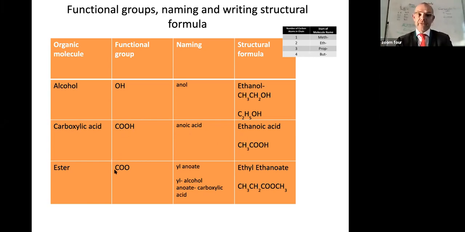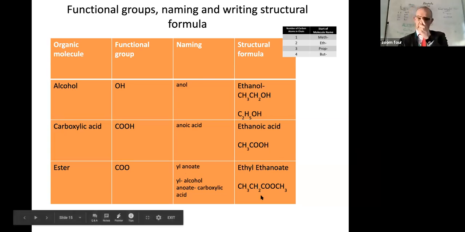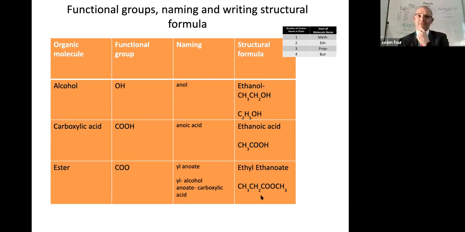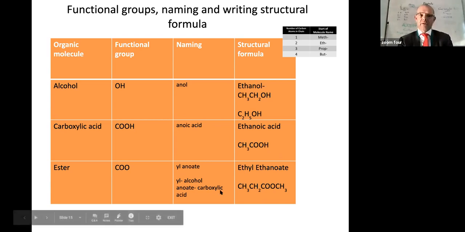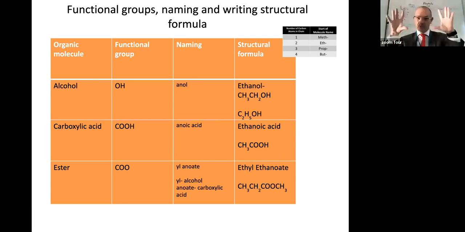Now, an ester has got a C double bond O in the middle of it somewhere, and it's ylanoate. So whatever the alcohol was, ending in yl, and whatever the carboxylic acid was, ending in anoate: ethyl ethanoate. Now, you might notice that some of these formulae look a little bit odd, okay? This idea of a displayed formula, remember, is when you draw it out. When you're drawing out the carbons and the hydrogens, that's called a displayed formula. This is something else you need to learn.